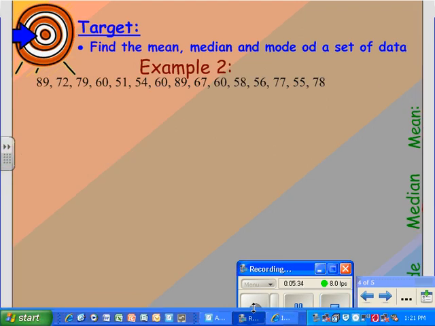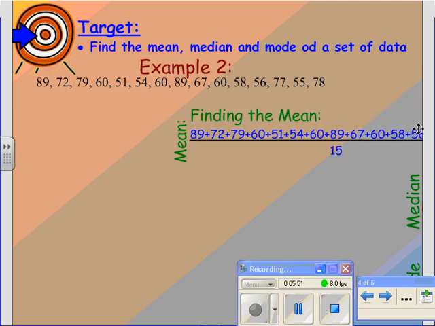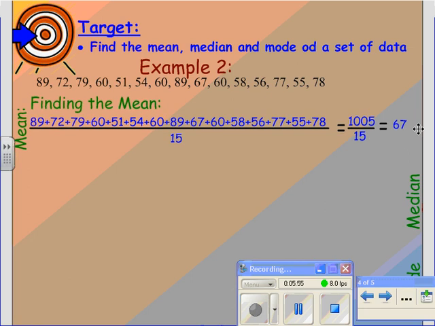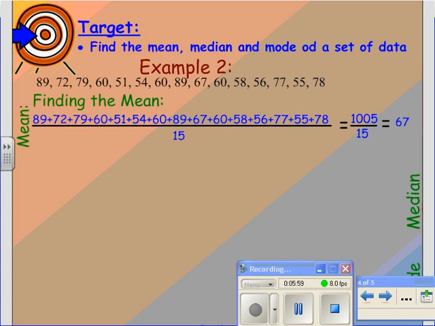We do have one more example. I want you guys to work that out on your own. As you're working it out, pause for a second. First thing I want you to find is the mean. If you find the mean, you should come up with 67. That would be what it would look like if it was worked out. I'm sorry, I kept saying median. It is the mean.